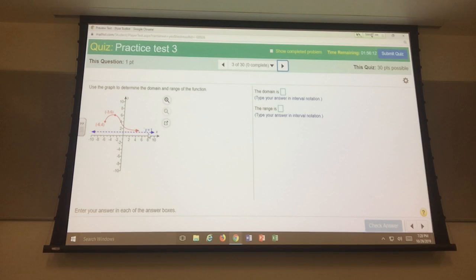I have a question on this one for everyone. Is the blue line part of the domain or range? No. Why not? It's the asymptote. It's the restriction on the function, right? So that's telling you where the function will go to, but it's not actually part of the graph.